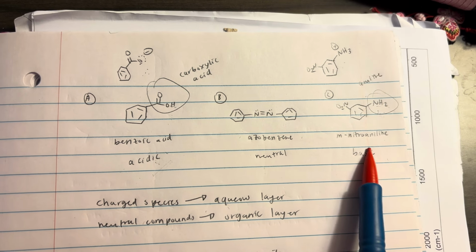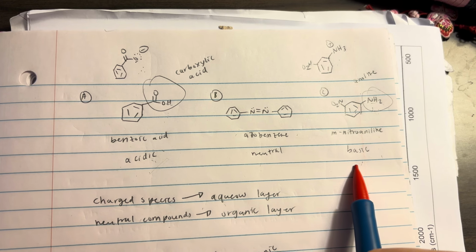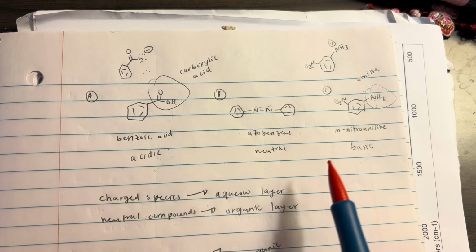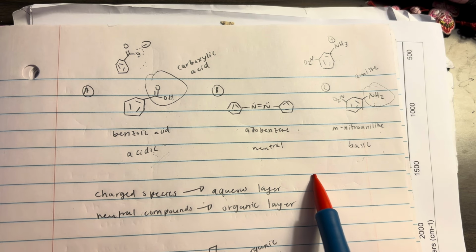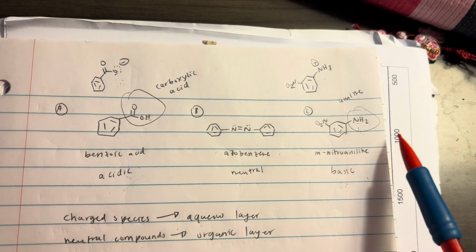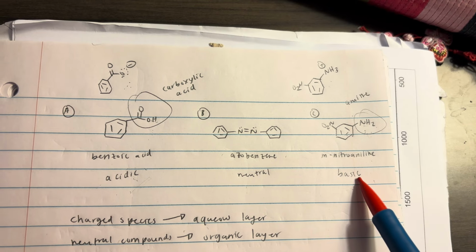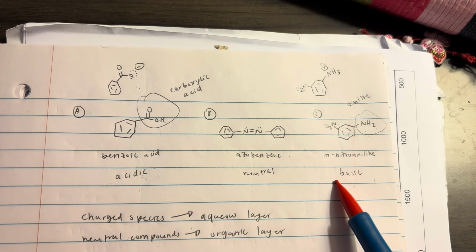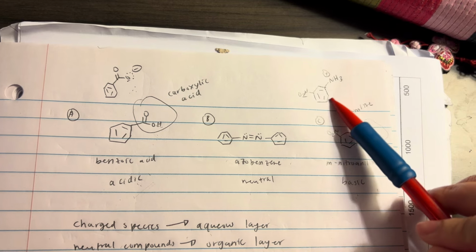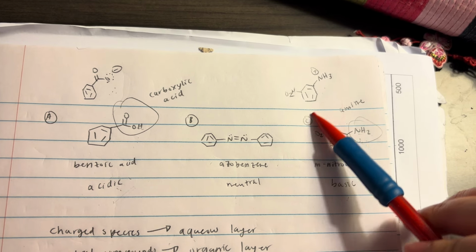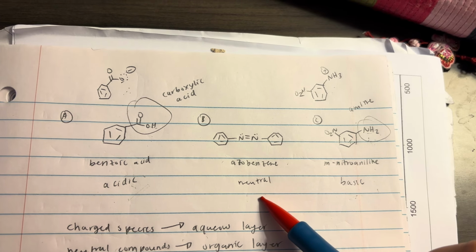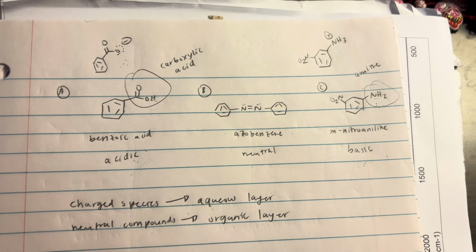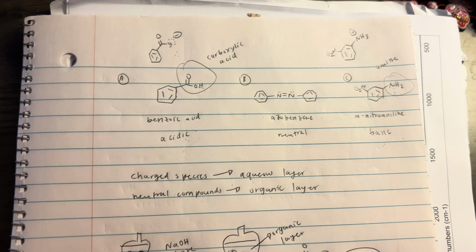Since m-nitroaniline is basic, it's not going to react with the base. And azobenzene is neutral, so it's also not going to react with the base. And similarly, you can use an acid to protonate m-nitroaniline to separate it, because it turns into this charged species right here, while azobenzene remains neutral because, again, it does not have a group that will react with an acid or a base.